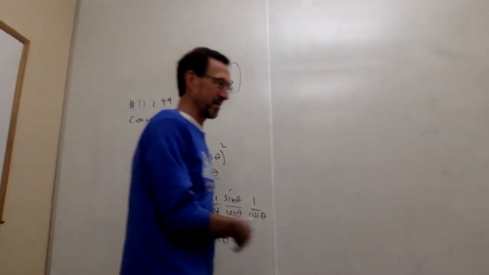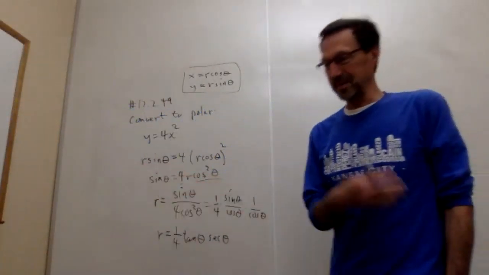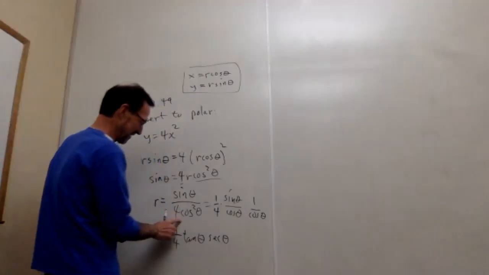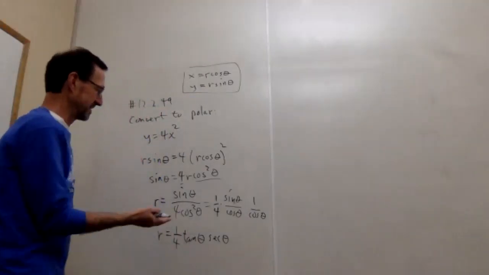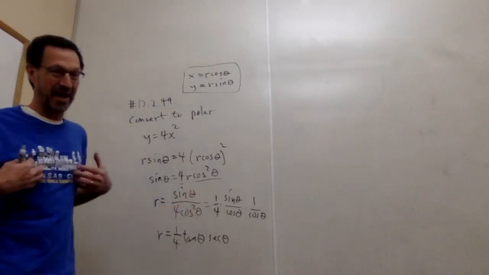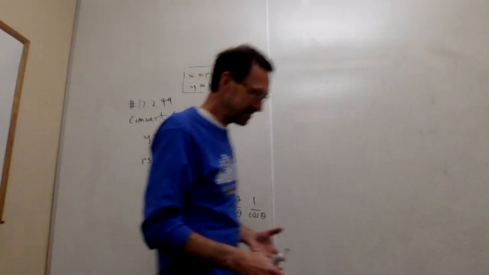So, is it a better answer than the first one? I don't know. I don't think so. They both are right answers. Maybe in Pearson's point of view, this answer is better than that one. But if I ask this question on a test, if you like sines and cosines better than tangent and secant, I don't have a problem with that.